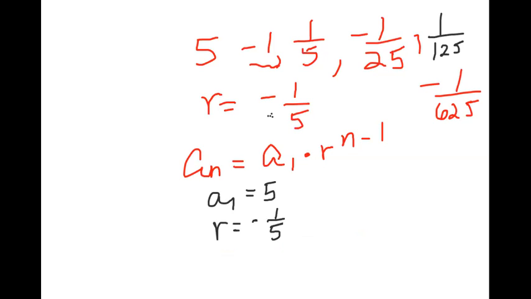-1/5. Okay, so now you go into the formula, guys, and substitute those values in. When you substitute the values in, you get a_n is equal to 5 times r, and r is -1/5, and we're going to raise it to the n minus 1 power. And there you go. That's your formula. And you leave it like that, guys. You can't do anything else with it.